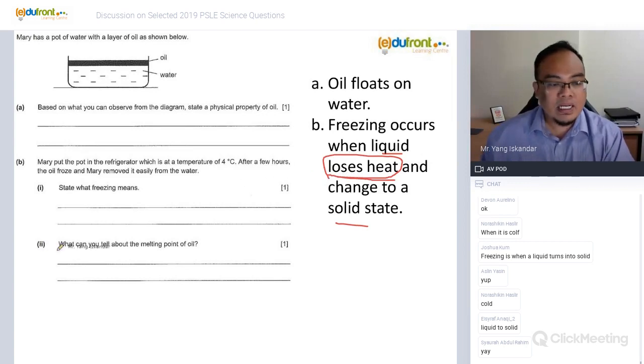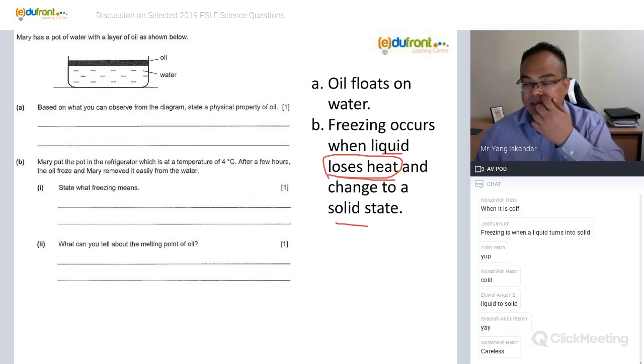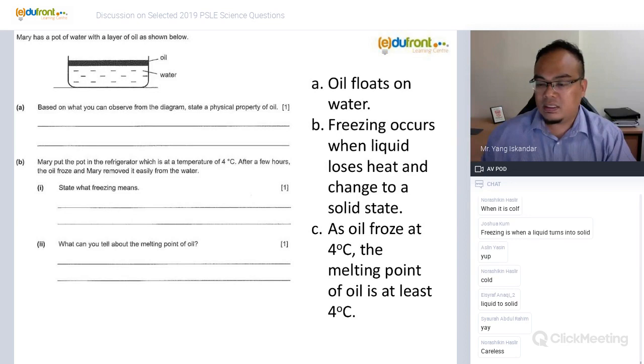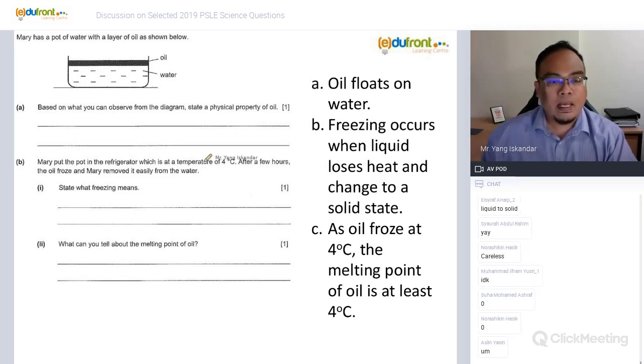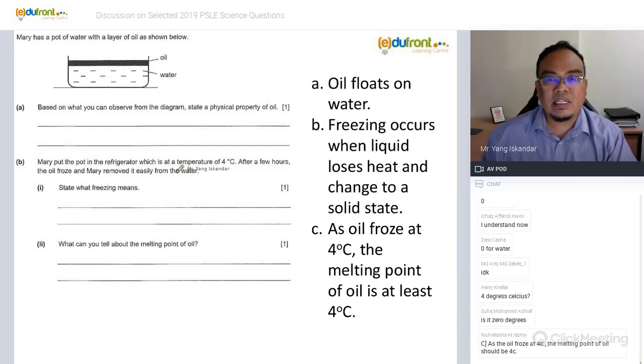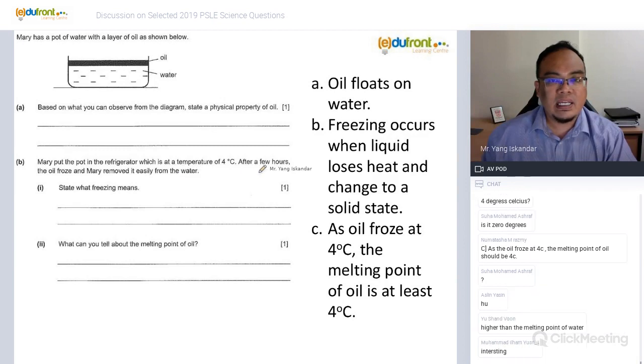Okay, now second part, what can you tell about the melting point of oil? Okay, so we know that the melting point and the freezing point of water is at 0 degrees Celsius, right? But when Mary puts the pot in the refrigerator at a temperature of 4 degrees Celsius, the oil froze. So what can we say about the freezing point or the melting point of oil? Definitely it is above 0 degrees Celsius and in fact above or at 4 degrees Celsius.